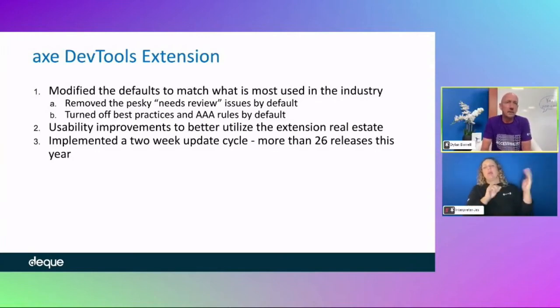We also implemented a 2-week update cycle, and we did over 26 releases of the DevTools extension over the past year. And this means that you're getting new Axe core versions and improvements to Axe core more often. You're getting usability improvements more often, and you're getting fixes, whether security fixes or other bug fixes, much more often than we used to do last year.